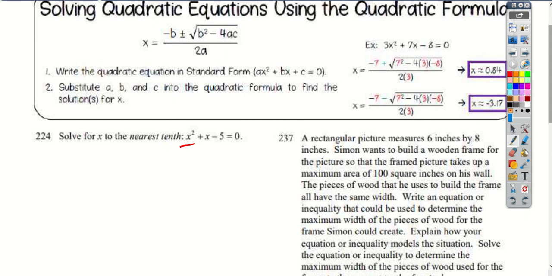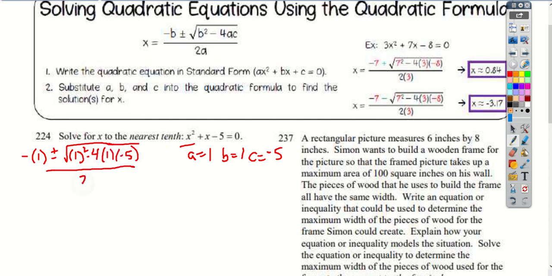So I know a is the coefficient in front, which is 1. B is also 1, and C is -5. So it's negative b, so -1 plus or minus the square root of 1 squared minus 4 times a, which is 1, times c, which is -5, all over 2 times 1. Remember, this is the variable equal, so it needs an x equals in front.